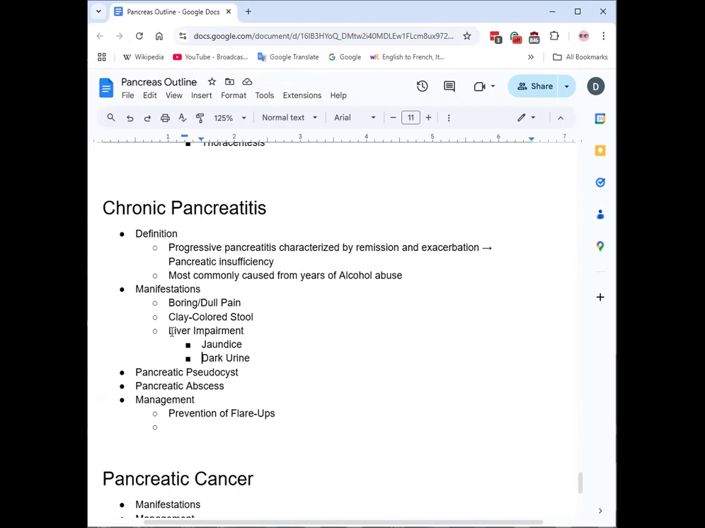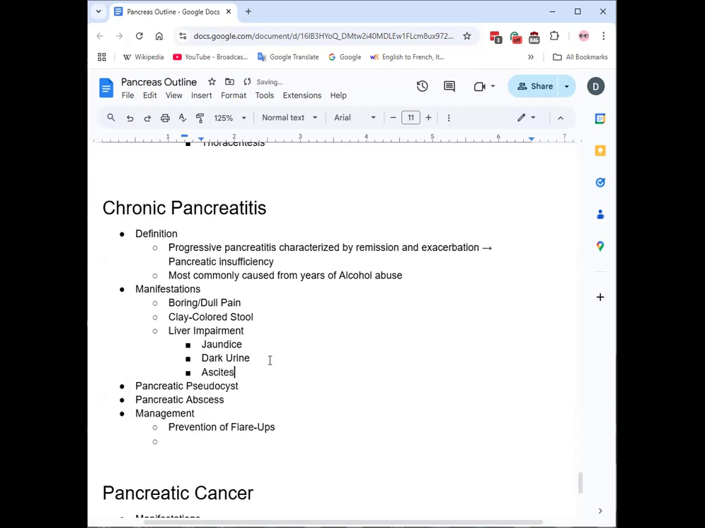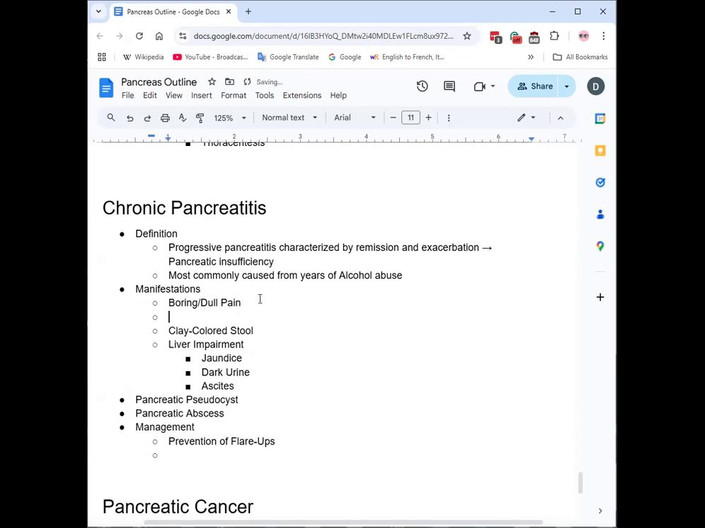Cool. Let's see what else we got here. Anything else you guys can think about? I think, oh, ascites, yeah. So that could be another thing that could be related to liver impairment. I think just the typical nausea, vomiting. A lot of these are the same thing, but yeah, good job knowing the bilirubin.